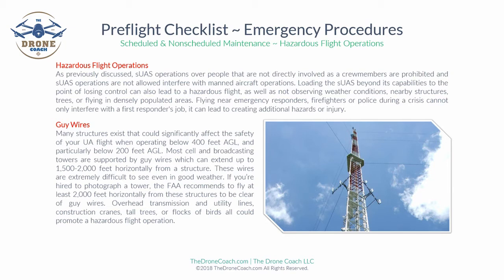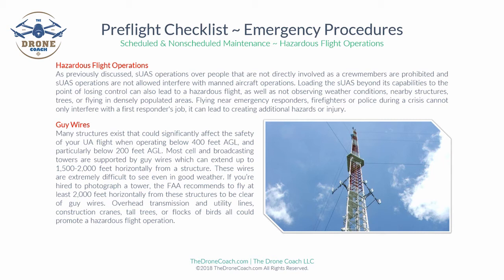Flying near emergency responders, firefighters, or police during a crisis can not only interfere with the first responders' jobs, it can lead to creating additional hazards or injury. Now, guy wires: many structures and towers, cell towers, exist that could significantly affect the safety of your sUAS flight when operating below 400 feet AGL, and particularly below 200 feet AGL.